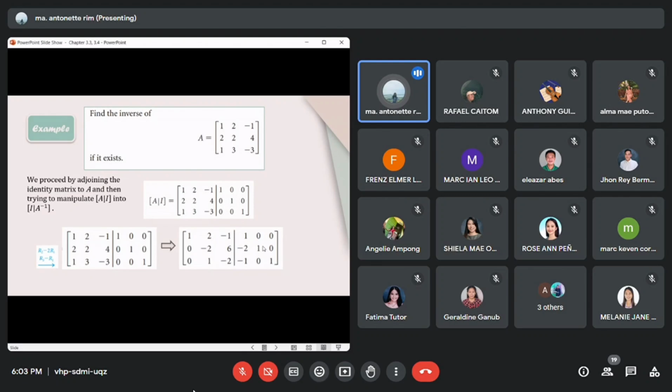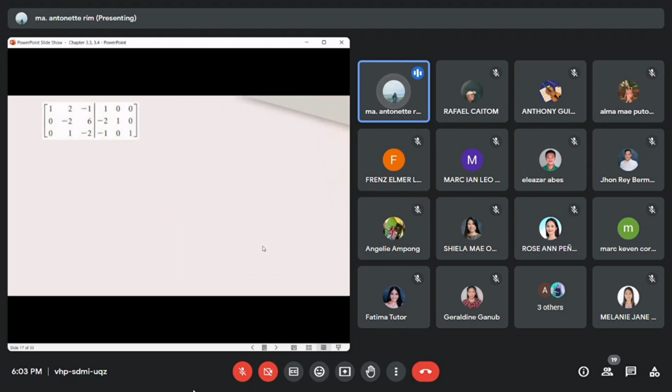Next, we perform another row operation. To make the negative 2 become 1, we multiply row 2 by negative 1/2. So it becomes 1, 2, negative 1. Row 1 and row 3 are untouched. So it becomes 1, negative 3, 1, negative 1 half, and 0.